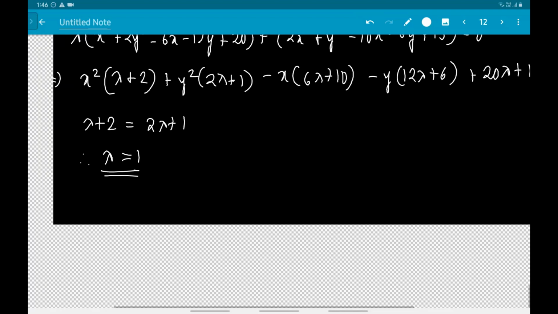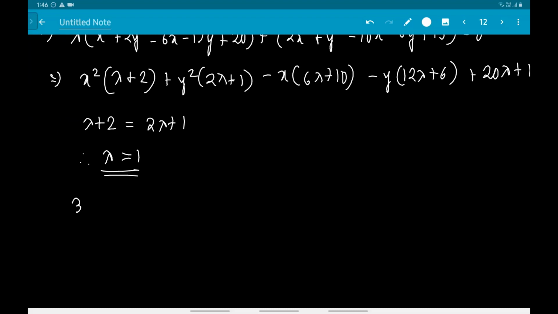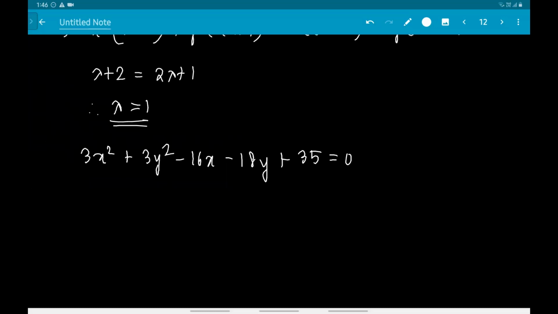Okay, now we got lambda equal to 1, so if we replace lambda equal to 1 in the equation, we will get 3x square plus 3y square minus 16x minus 18y plus 35 is equal to 0. Okay, now if we want to find the center of the circle, then first we have to make the coefficients of x square and y square 1. So we will write x square plus y square minus 16 by 3 x minus 6y plus 35 by 3 is equal to 0. Just we have divided by 3.